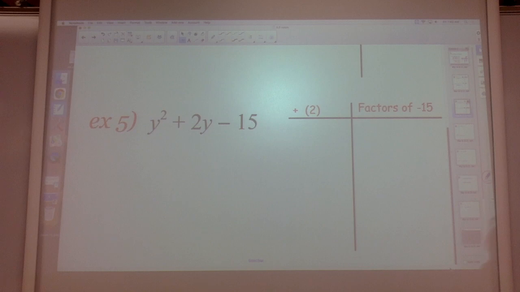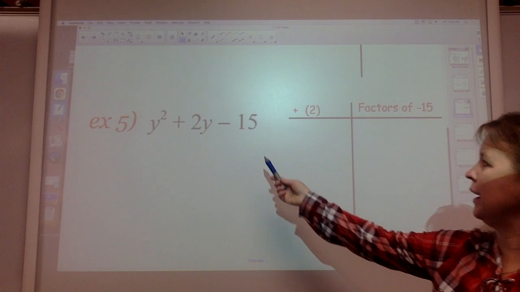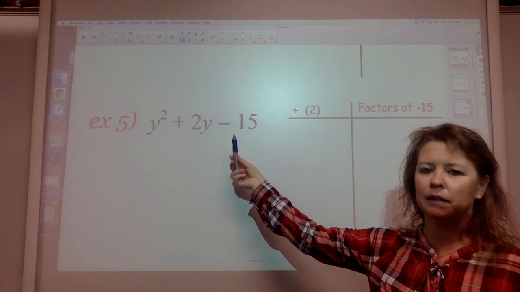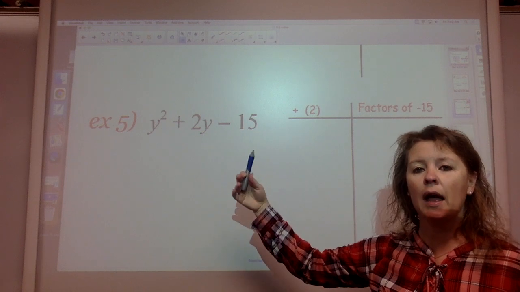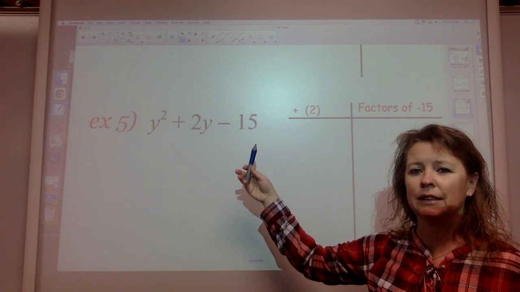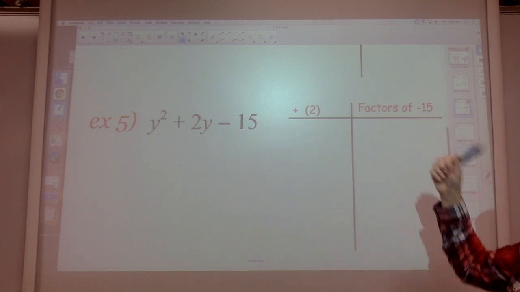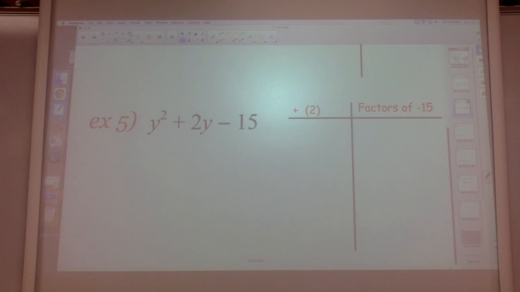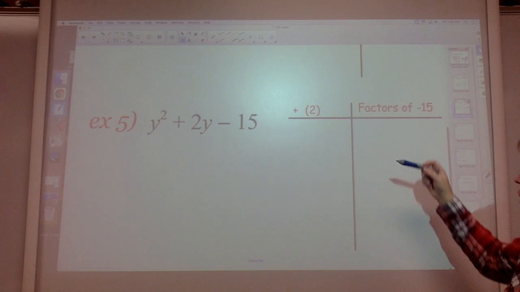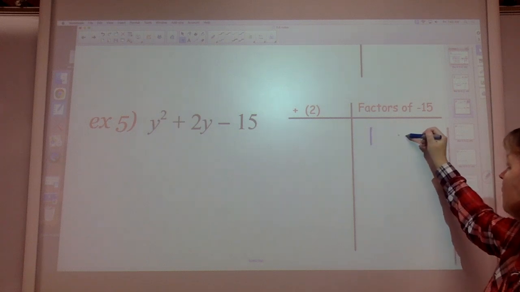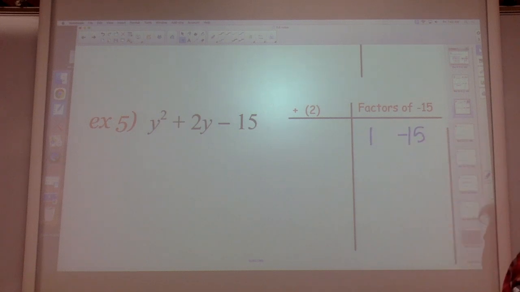Now we're getting fancy. Throwing in some y's in there. But now our back number's negative. Every time it's like, oh yeah, I totally got the hang of this. Now it's, okay, you gotta be careful. Our back number is negative. We need factors, two numbers that multiply to make a negative. So you could use a positive 1 times a negative 15.